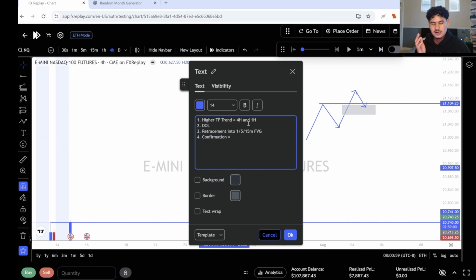I wait for at least one candle, and then depending on the second candle, if there's a lot of volume, I'll take a mid candle entry. Or if there's not a lot of volume, I'll wait for at least 2 candles confirming, displacing out of that fair value gap. So 2 displacing candles out of the fair value gap.